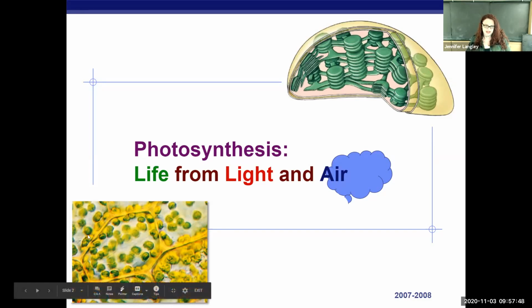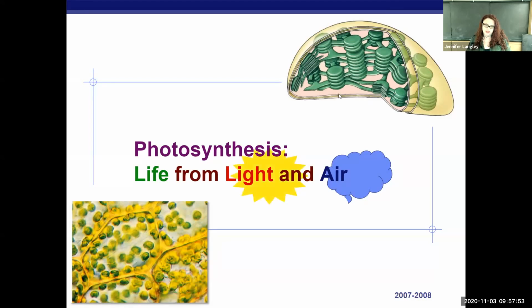Now these little guys inside here, this is a plant cell, and all these little green dots are going to be our chloroplasts. We're going to look at their structure in just a minute.